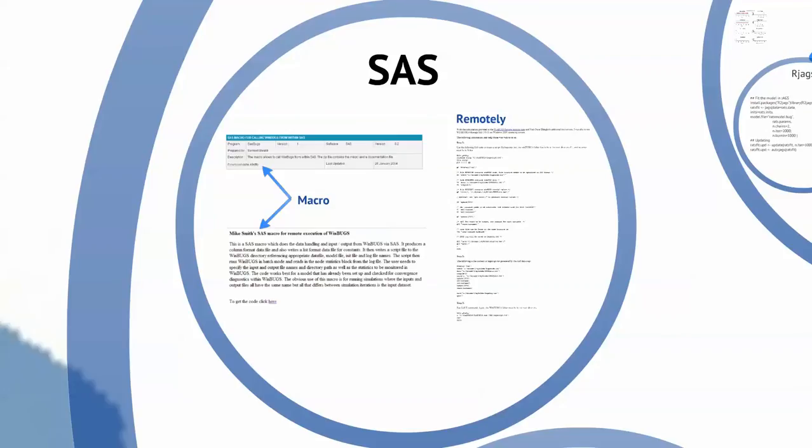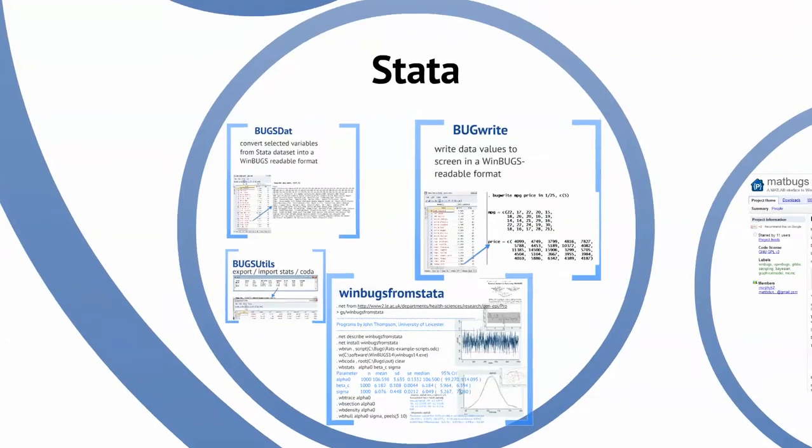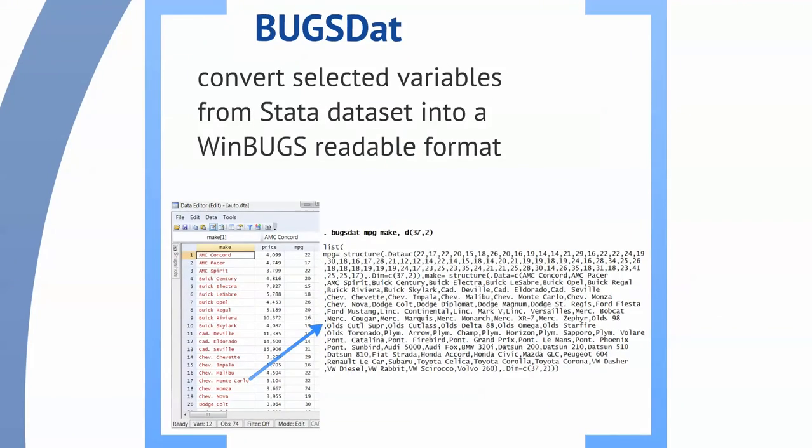So that was R. Now in SAS, there are at least two macros available that can connect BUGS and SAS, or you could use it remotely. To get more information about that, you should go to the WinBUGS website, and that gives you the whole code of how to do this. So in Stata, there is a package called BUGS.dat.